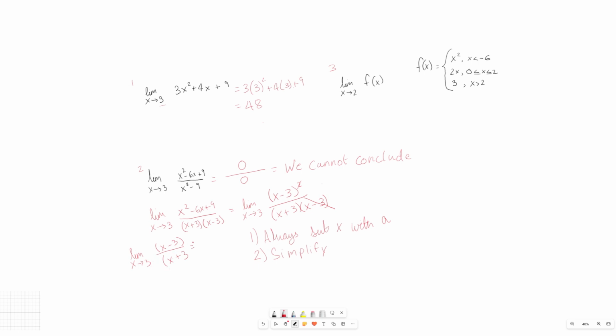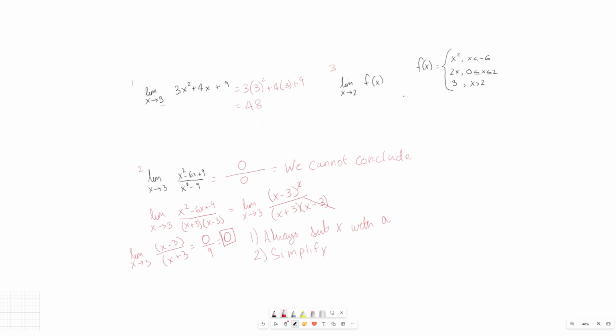So 3 minus 3 is 0. 3 plus 3 is 9. But 0 over anything is 0, as long as the denominator is not 0. So the answer to this is 0. Again, it could be any number, but we cannot conclude just by plugging 3 into this equation in the first step. So we had to do this whole simplification process.